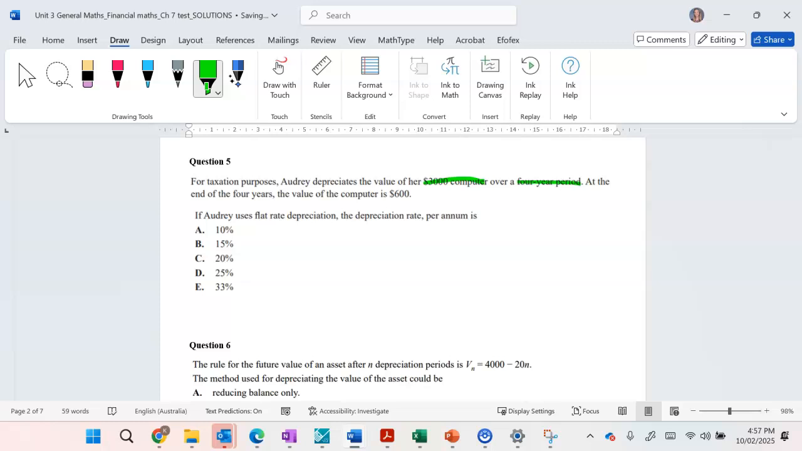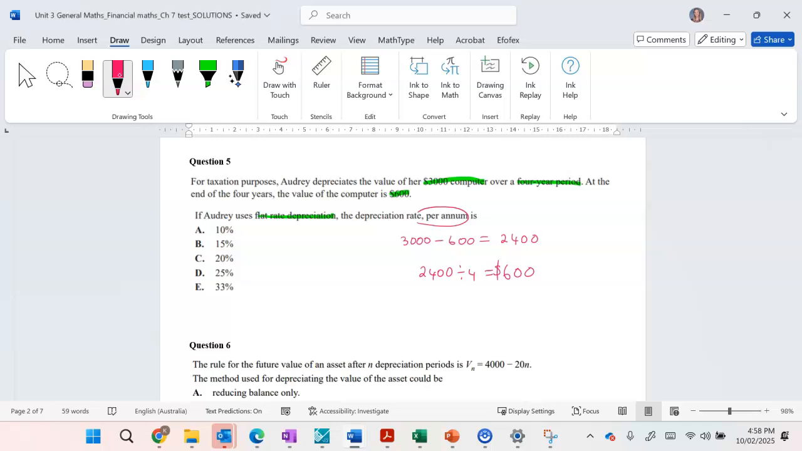All right, for taxation purposes, Audrey depreciates the value of her $3,000 computer over a 4-year period. At the end of the 4 years, the value of the computer is $600. If Audrey uses flat rate depreciation, so remember that's an example of linear decay, the depreciation rate per annum is. So she started off with $3,000, and it's now worth $600. So the difference is $2,400. So it's gone down by $2,400 in 4 years. Now flat rate depreciation is per annum, so let's just divide that by 4, and that's going to give us $600. So basically it's $600 per year.